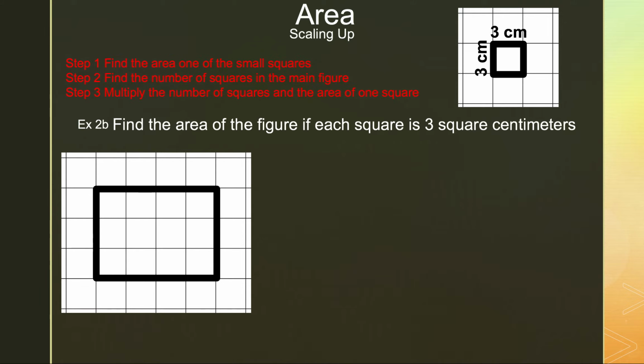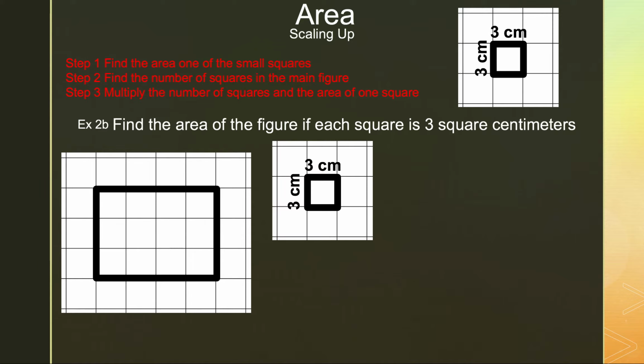So now we're going to take a look at the same question, but do it the other way. So in this case, we're going to find the area of 1 square. So using the area formula, length times width, we're going to get 3 times 3, which is 9 centimeters squared, which is the area of 1 square.